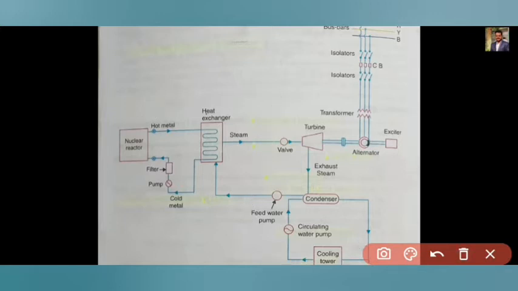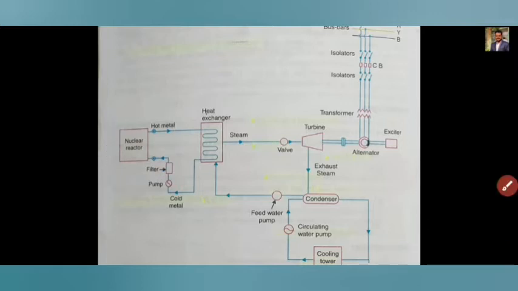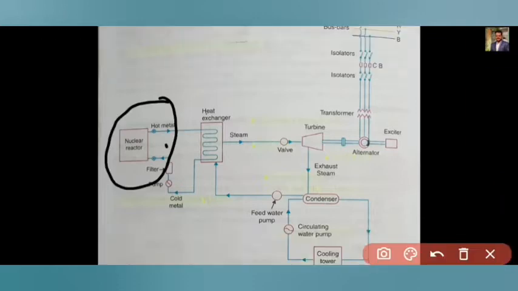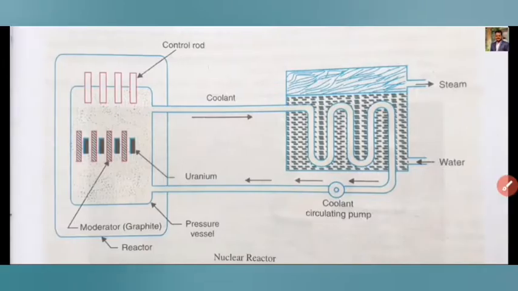Before we explain, first we will discuss the nuclear reactor. What is the work of the nuclear reactor? In this nuclear reactor, there is the moderator and also the control rod. I want to show you the inside of the nuclear reactor. These things are present in it.